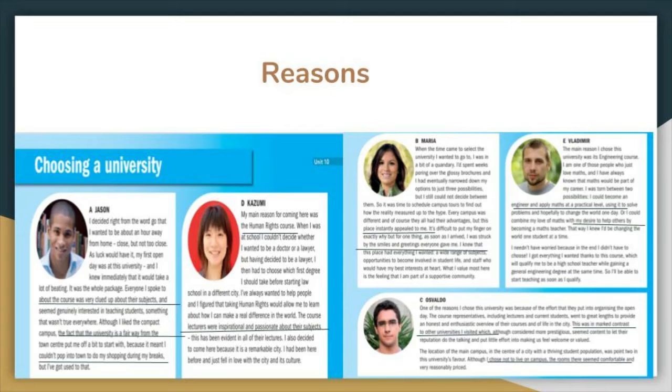Number 2 is letter B, because the question says that feels as if she or he really belongs to the university he or she should choose. The reason is that he said every campus was different, and of course they all had their advantages, but this place instantly appealed to me. So that's the reason, because the underlined idea says feels and really belongs. So that was the feeling that she feels, by the way.